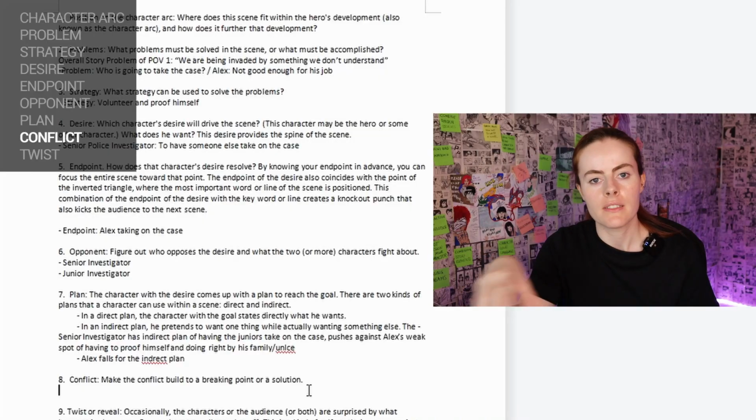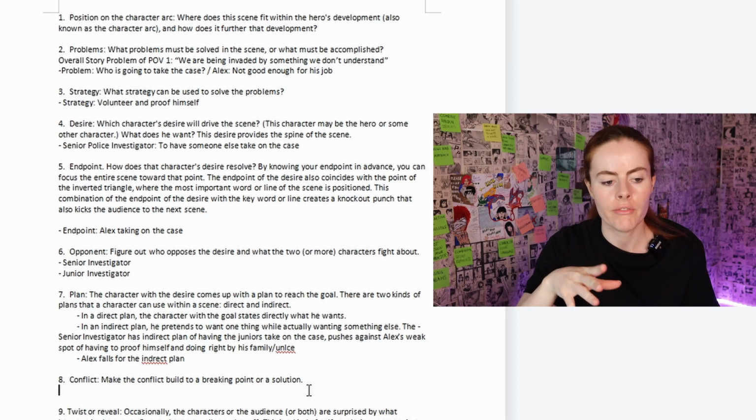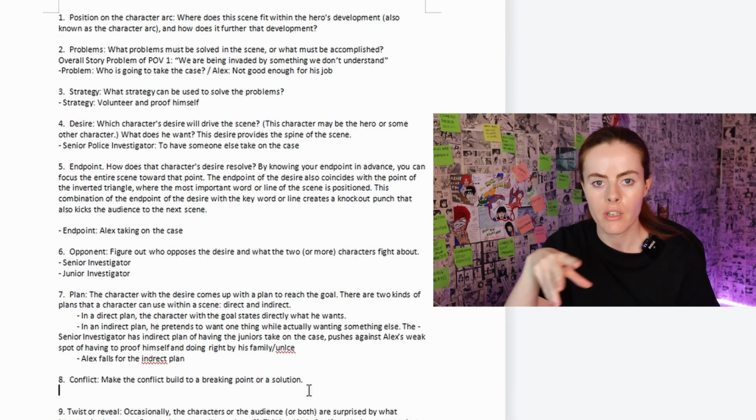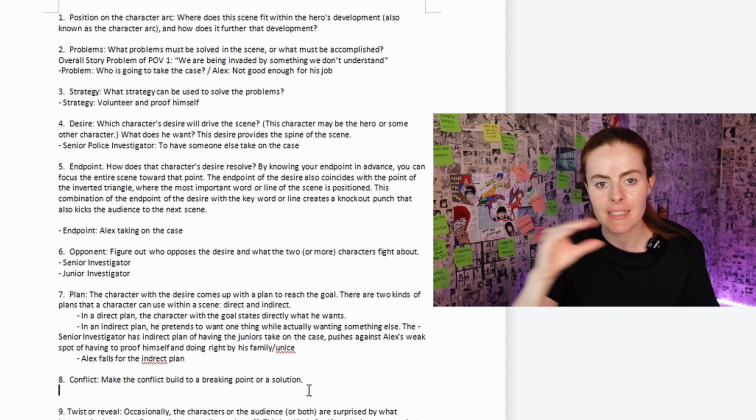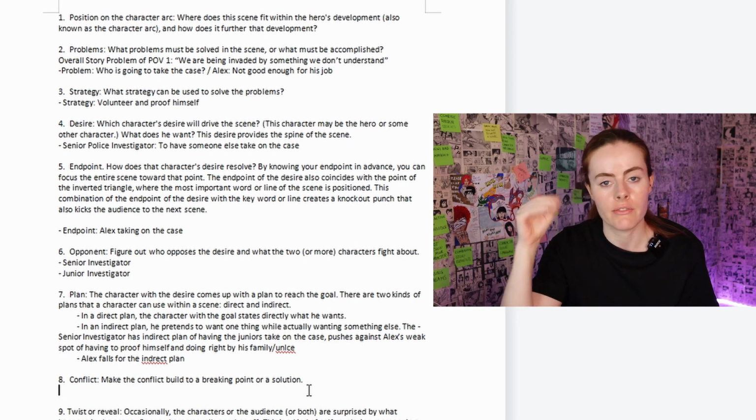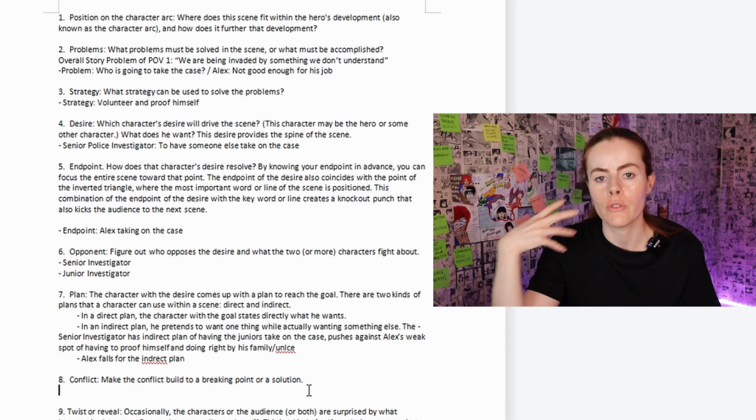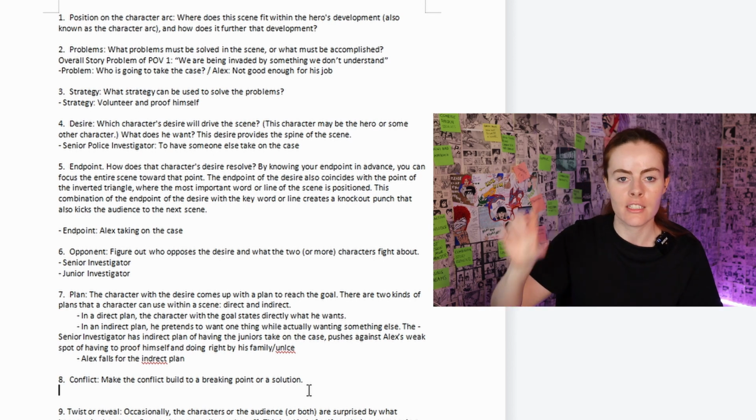Then the 8th step is conflict, and either the conflict leads to a solution or the conflict leads to a breaking point. So basically when the scene ends, you either have a new solution or you have new conflict that kicks off the new scene. In my case, because Alex ends up taking on the case, it seems like a new solution, right? This original problem of who takes on the case is solved, and then that kicks off the next scene.